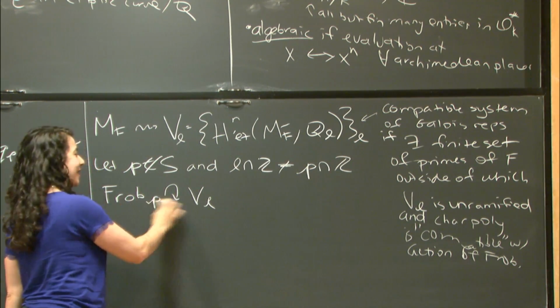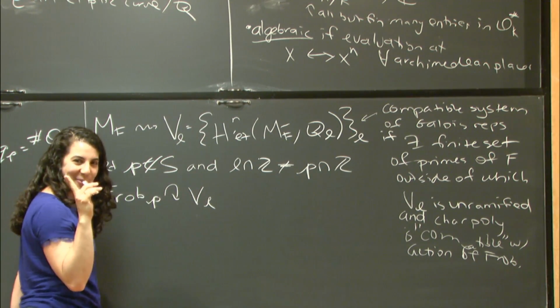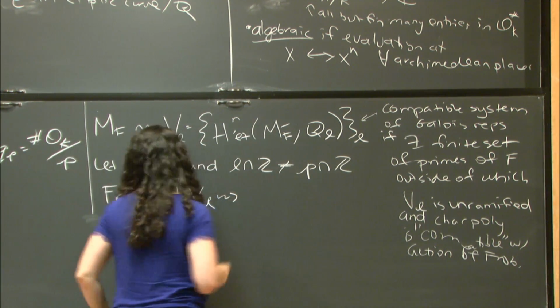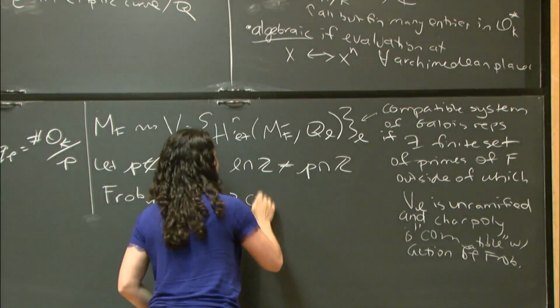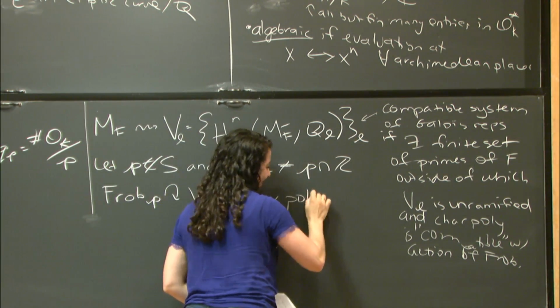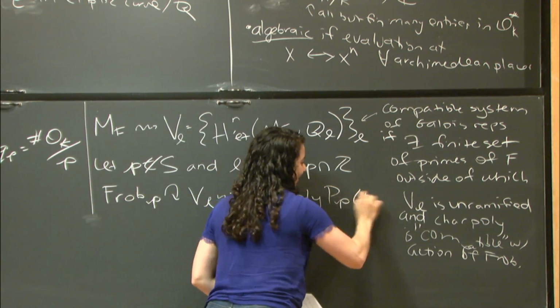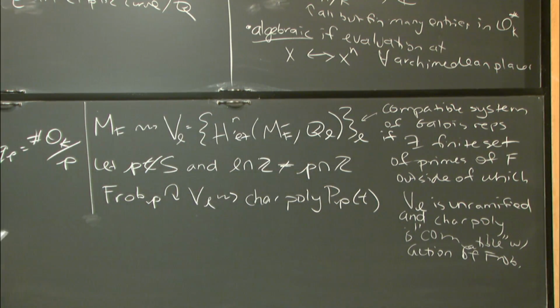Okay, so we're going to let Frobenius act on this, which we can do in a compatible way. And now let's look at the characteristic polynomial of this, which I'll denote like this.